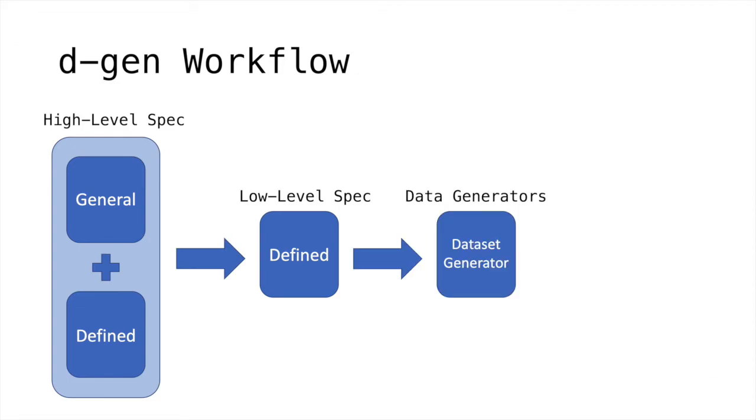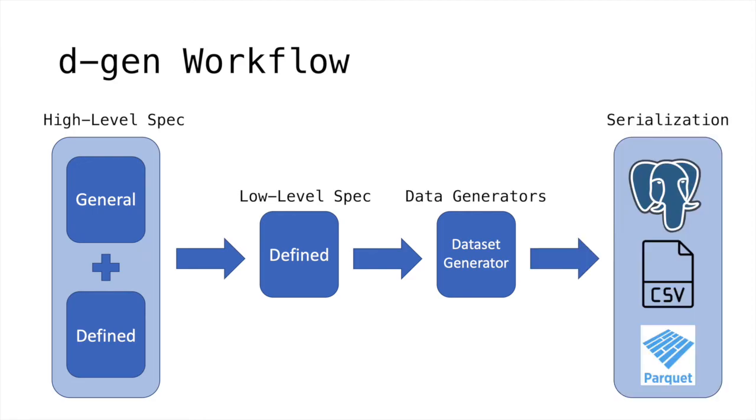dgen then takes the low-level spec and creates data generators using Java that are then used to generate the database. dgen utilizes random seeds in the low-level spec to ensure that all databases can be reproduced given the low-level spec and the random seeds. Finally, that database is serialized into standard database forms such as CSV, Postgres, and Parquet so that they can be queried by users.